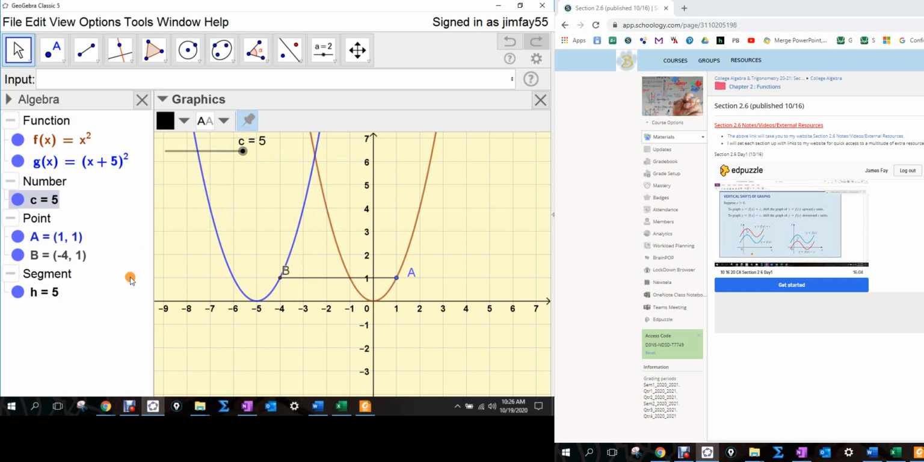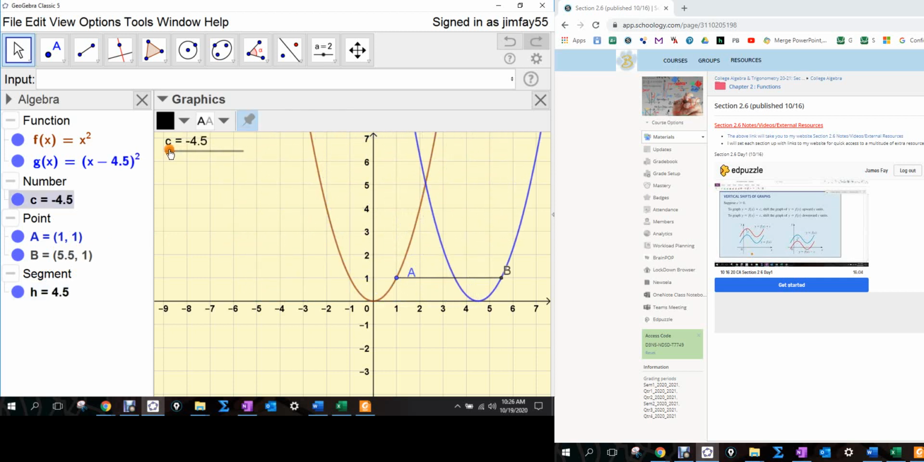Let's go to 5. Okay, so that distance is 5. And you see that distance is then modeled inside these 2 points of the difference in the x's. Is that okay with everybody? Okay. Same thing happens if I move the other direction. Okay. And we see that difference in 5 in between those two x values. Does anybody have questions on shifting left and right?